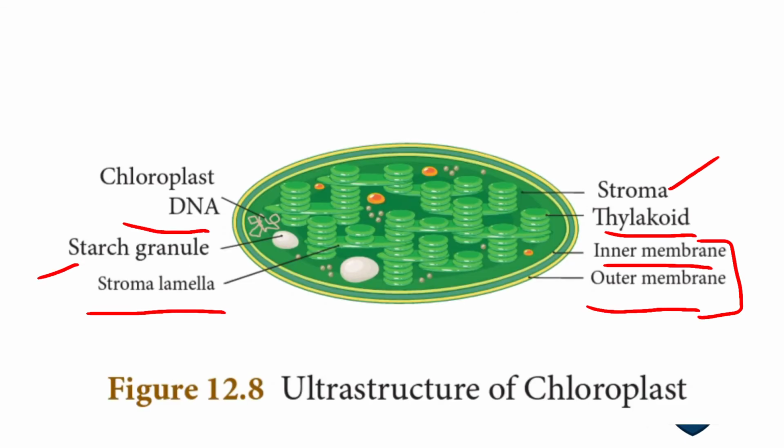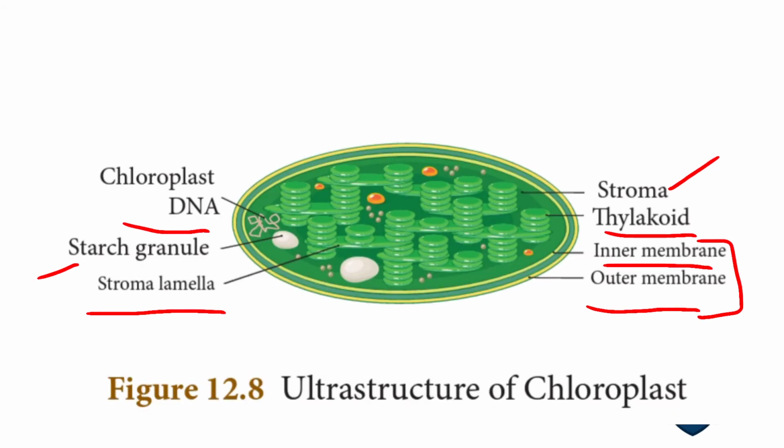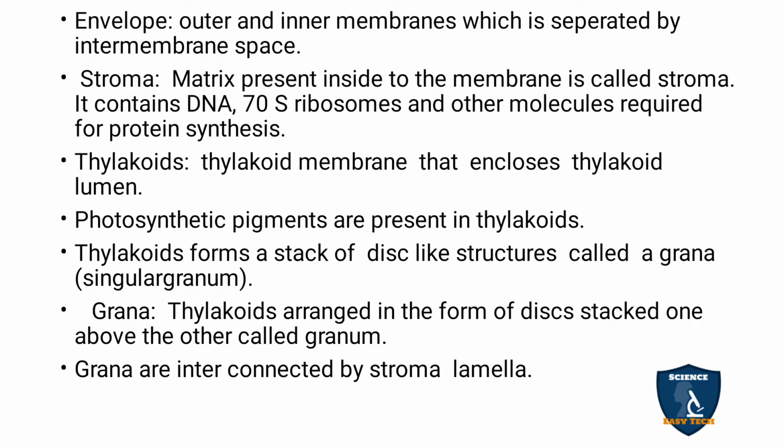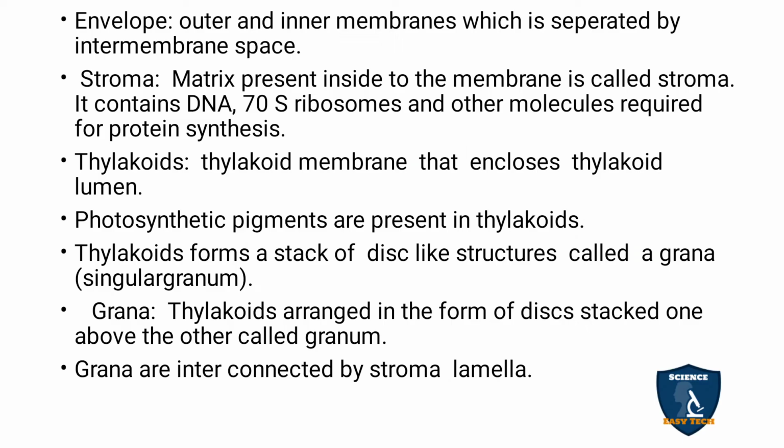The chloroplast has an inner and outer membrane. The inner and outer membranes are separated, so the two membranes are separated by an intermembranal space. That is the intermembrane space. So the outer and inner membranes are separated by a space called the intermembrane space.